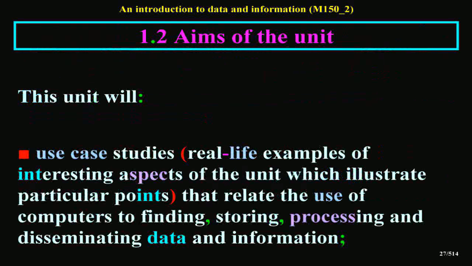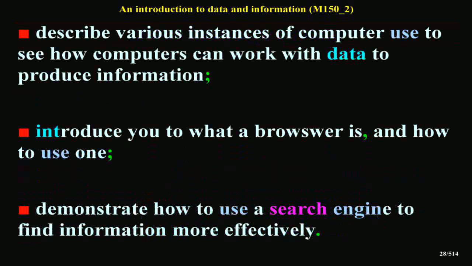1.2 Aims of the unit. This unit will use case studies, real-life examples of interesting aspects of the unit which illustrate particular points that relate to the use of computers in finding, storing, processing and disseminating data and information. Describe various instances of computer use to see how computers can work with data to produce information. Introduce you to what a browser is, and how to use one. Demonstrate how to use a search engine to find information more effectively.